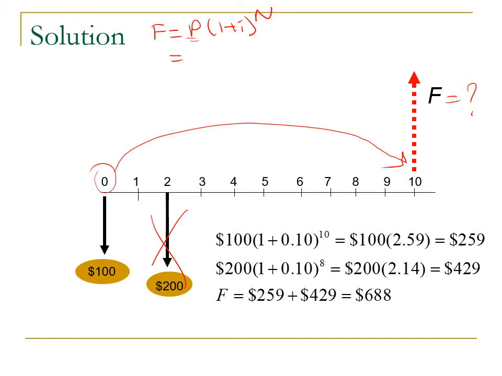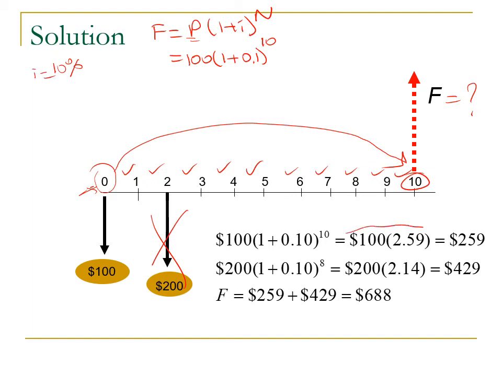What is the principal amount? It is 100. What is the interest rate in the question? It said that the interest rate is 10%. So we will write 1 plus 0.1, 10%. And how many periods are there? You simply need to count 1, 2, 3, 4, 5, 6, 7, 8, 9, 10. Of course, you don't need to count because it already says that if you are going 10 years ahead, the number of interest periods will be 10.